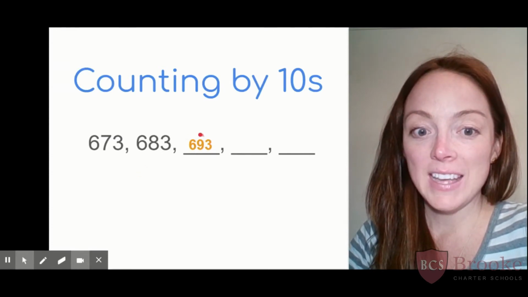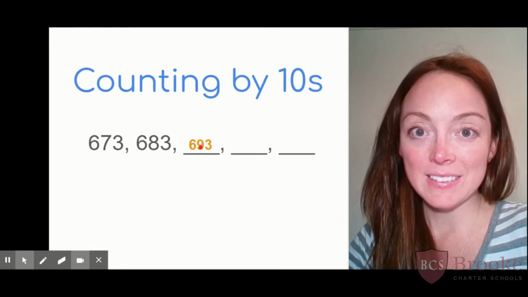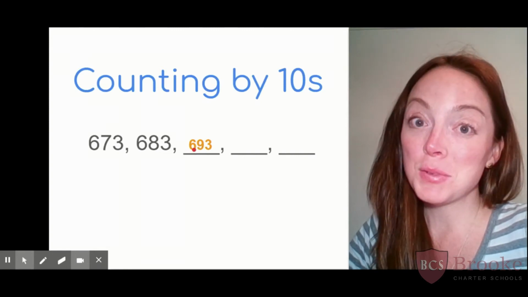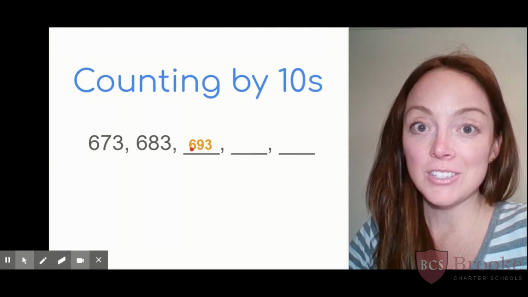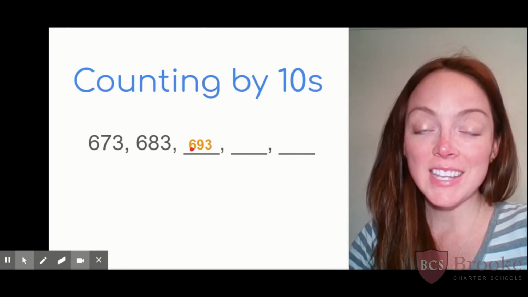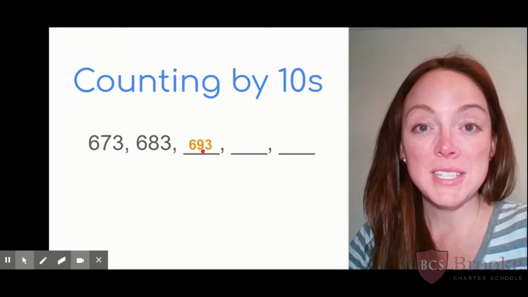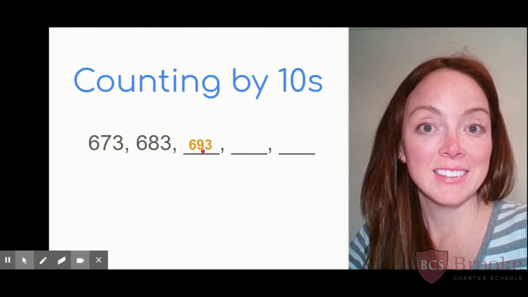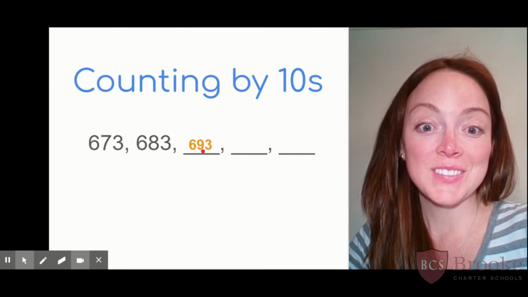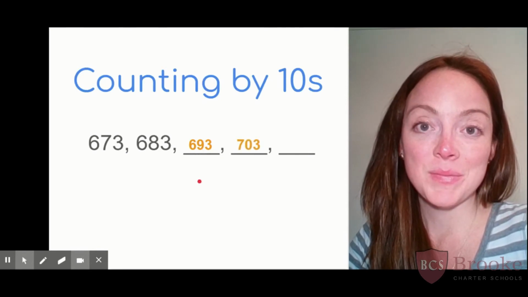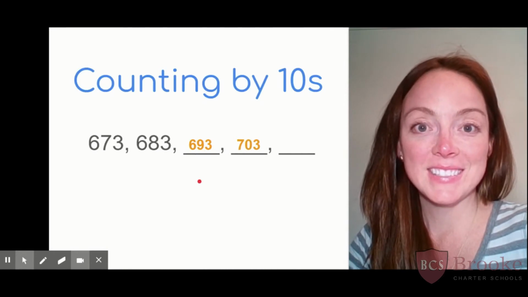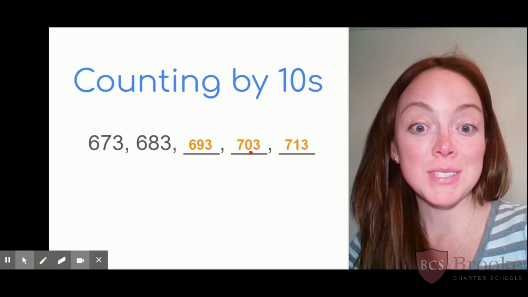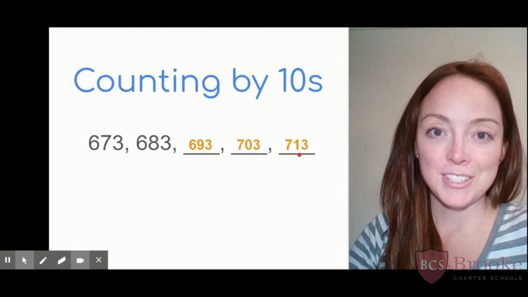We know after 9 10 sticks, adding one more makes 10, and 10 tens is 100. So that means I need a new group of 100. I go from 600 to 700, good. And that means all my tens go away and move into the hundreds place. And this 9 becomes a 0. 703. Next in the pattern is, good, 713. I go from 0 10 sticks to one more. Nice job. We'll do one more together.